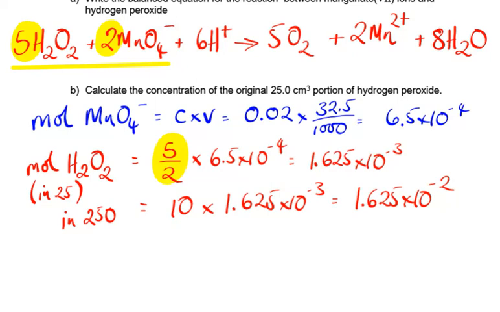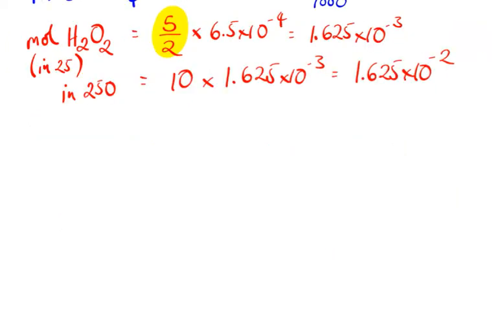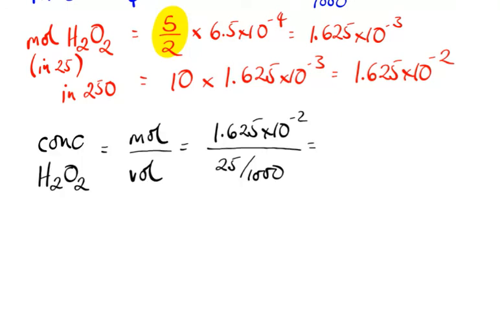So this is the moles of peroxide in the volumetric flask, and this is also the moles of the original hydrogen peroxide. So all we've done is dilute it down so the moles remains the same, which means to get the concentration of our original hydrogen peroxide, we just want to use those moles divided by the original volume, which was 25 centimetres cubed, and that should give us a concentration of 0.65 moles per decimetre cubed.